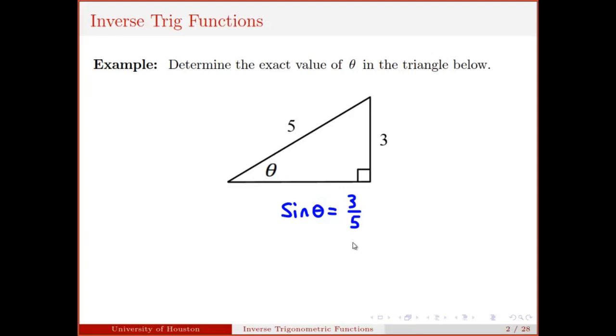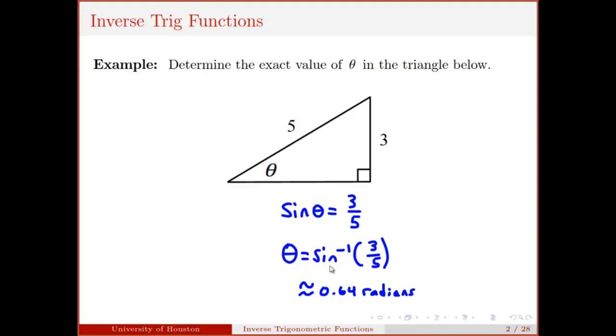As we will discuss shortly, there are many angles theta which satisfy this equation. However, there is only one acute angle with a measure between 0 and pi over 2 radians, which solves this equation. This value will be denoted by sine inverse of 3/5. In other words, this expression represents the exact value of theta, which is approximately 0.64 radians, or 37 degrees.